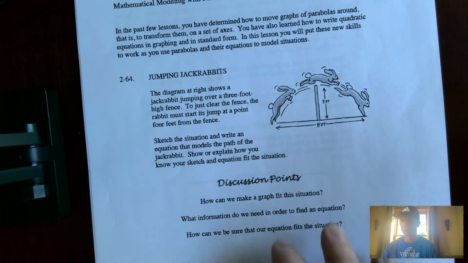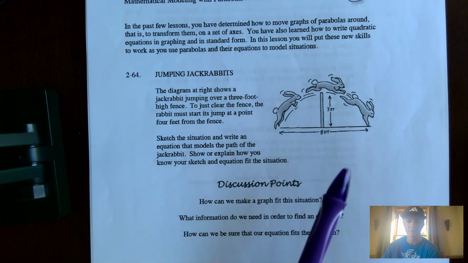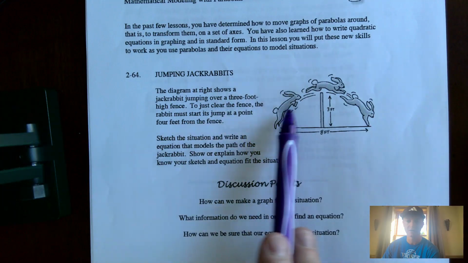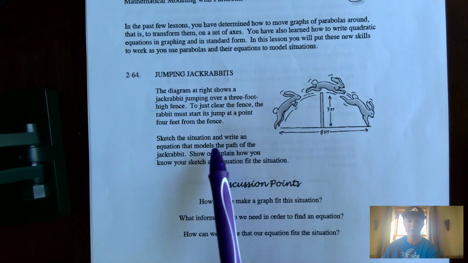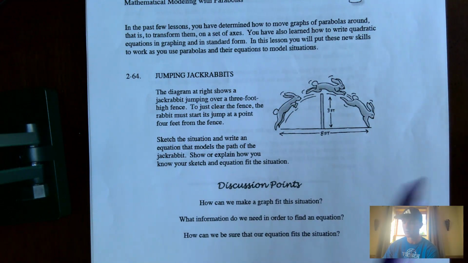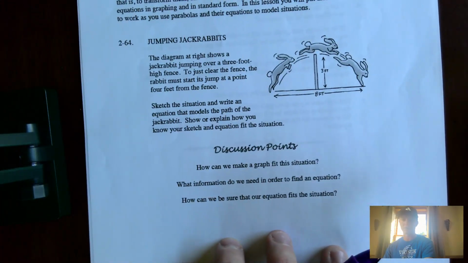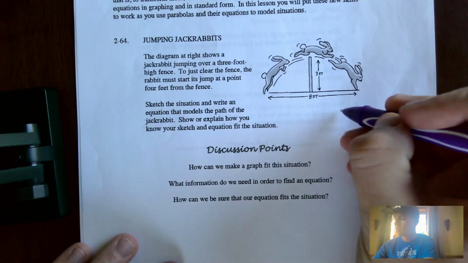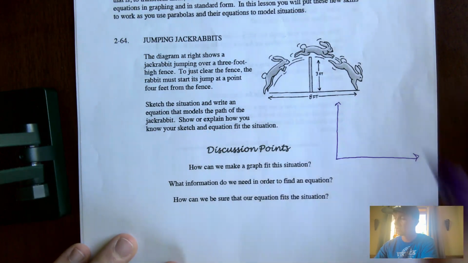The diagram below shows a rabbit. In this case, it says the diagram at the right shows a rabbit jumping over a 3-foot-high fence. To clear the fence, the rabbit must start its jump at a point 4 feet from the fence. Sketch the situation and write the equation. What you see here is the situation already described for us. What I'm going to do, though, is draw that graph so that we get a clearer picture.